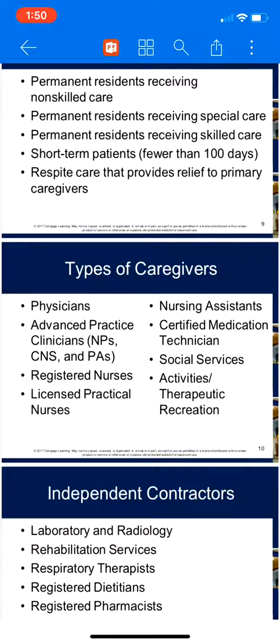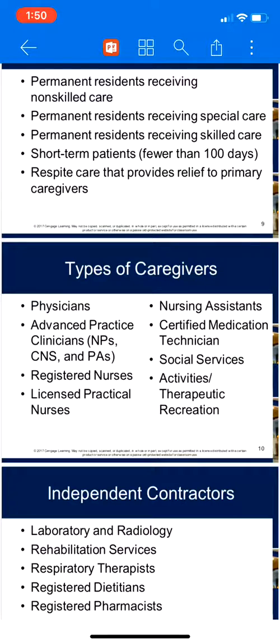Then we have our advanced practice clinicians. These are your nurse practitioners, clinical nurse specialists, and physician assistants that work with physicians to care for their patients who reside in long-term care facilities. Particularly in rural settings, the availability of advanced practice clinicians enables more contact with the resident than if only a physician were making visits to the nursing facility.